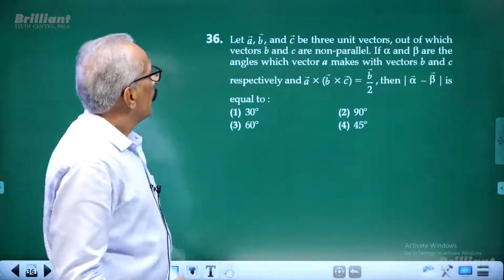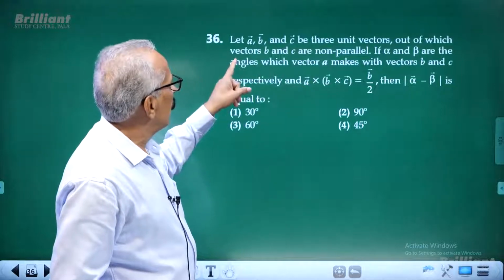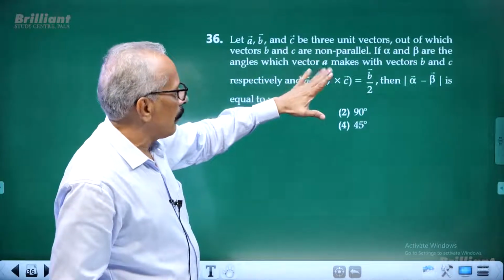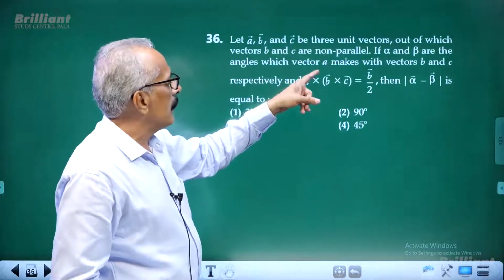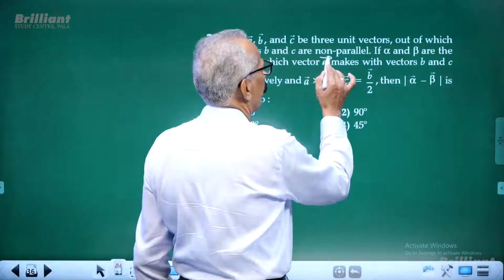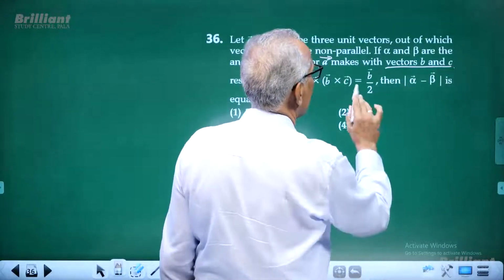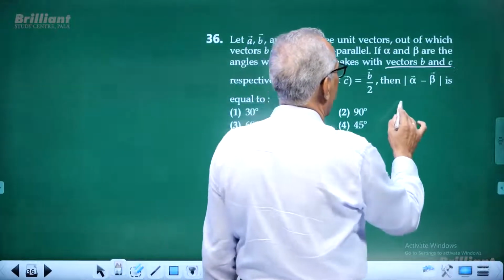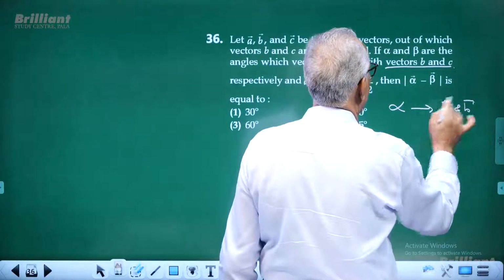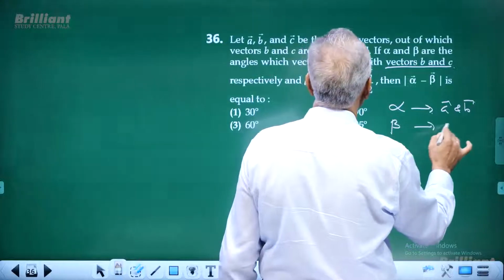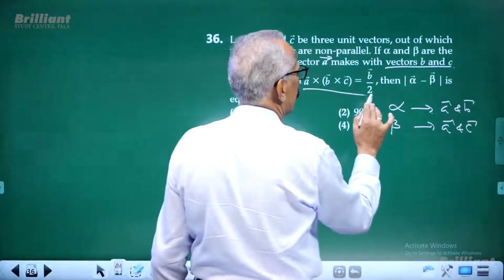36. A, B, C are 3 vectors, out of which the vectors B and C are non-parallel, fine. Alpha and beta are the angles which the vector A makes with the vectors B and C. That means alpha is the angle between A and B, okay. Beta is the angle between A and C, fine, respectively. And this is the vector equation given.